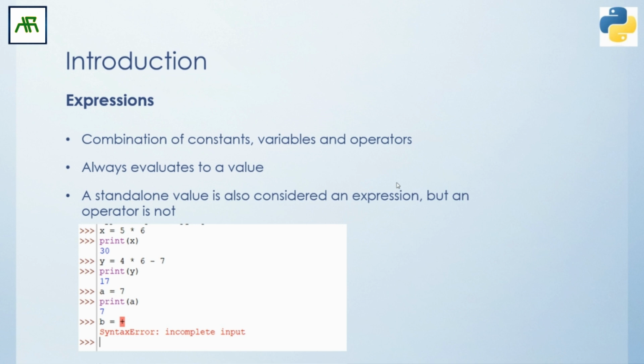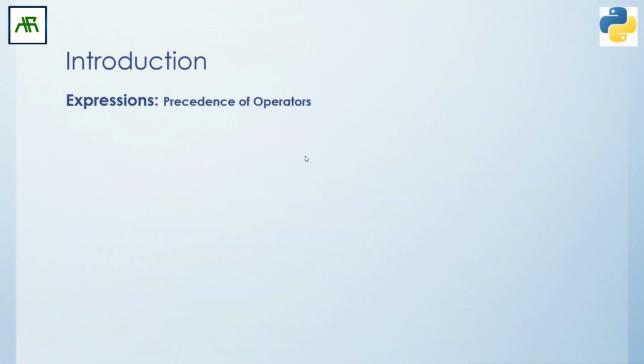A equal to 7. This is the third point we saw. A standalone value is also an expression. So here, A equal to 7 is an expression, but P equal to plus symbol is not an expression. That's the basic understanding. And the first line says it can be constants, variables and so on. So instead of 5 multiplied by 6, I can have C equal to x into y into a.